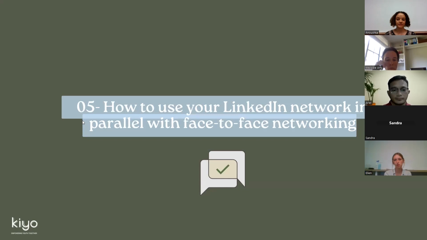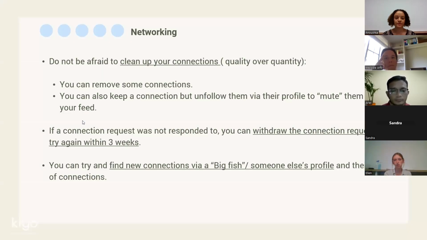So the final section is about how to use your LinkedIn network in parallel to face-to-face networking. So the first tip about networking is that you shouldn't be afraid to clean up your connections, of course, quality over quantity. So if some of your connections don't match up anymore with your current sector of work, or the network that you would like to build, then you have two options. You can either completely remove someone from your connections, or if you don't feel at ease removing someone, you can also keep the connection but unfollow them via their profile. It's like a way to mute them from appearing in your feed, but you will still have the connection.